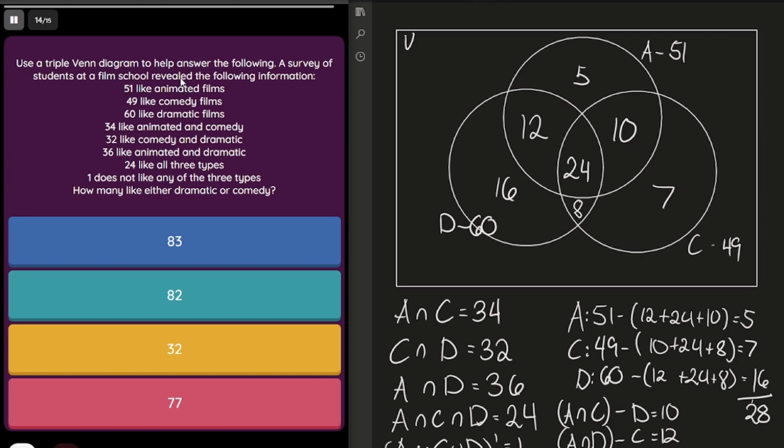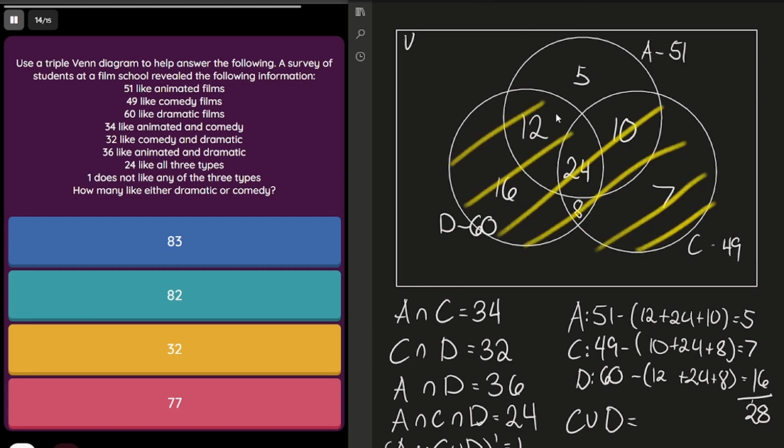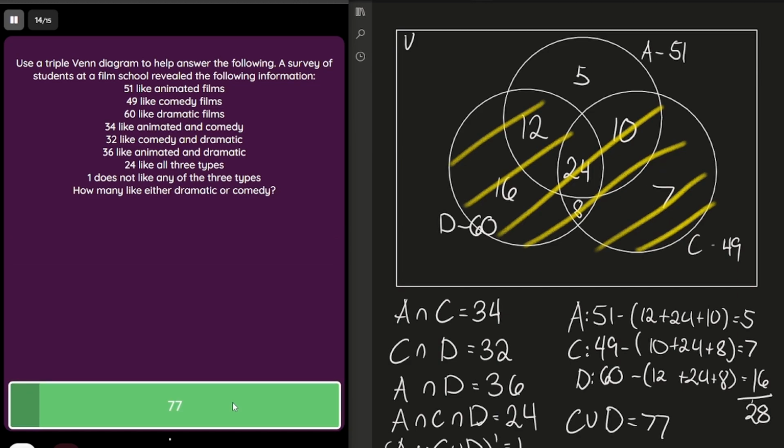Question 14. Same given, different problem. How many like either dramatic or comedy? Some of you may fall into the trap of just, oh, it's just the overlapping circles. So it's just the dramatic and comedy is just 32. No, it is or. So it should be dramatic or comedy. And that is going to be adding all of this shaded area. And if we add them all up, it is 77. So the answer here should be, there you go.